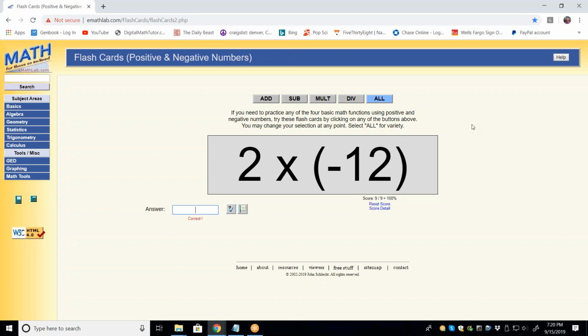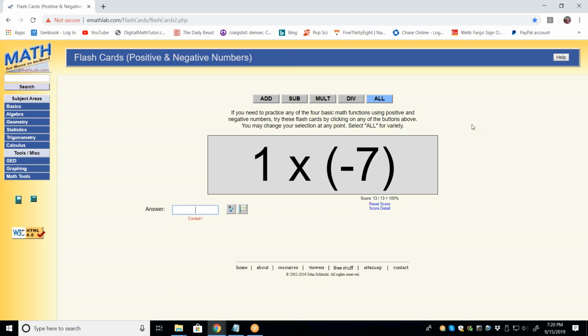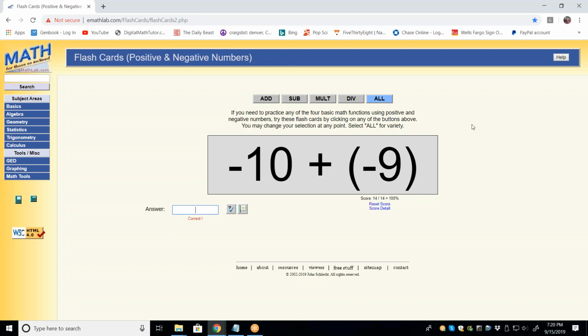Sign first. -24. Good. Sign first. -10. Go. -45. Go. 18. Go. -7. Good. Very good. Do this last one and then we'll go on to your homework.